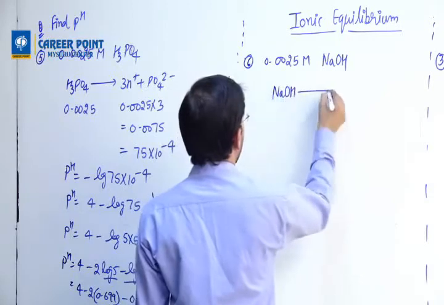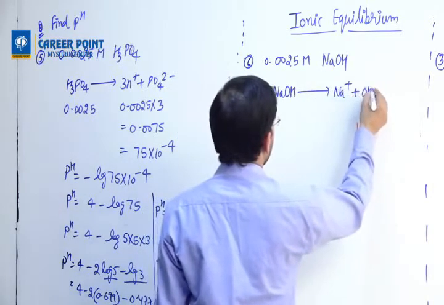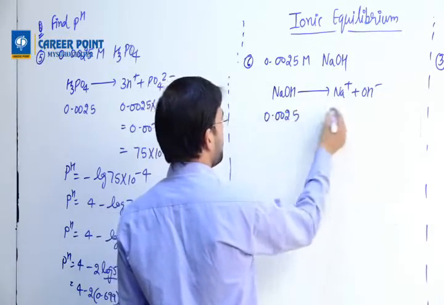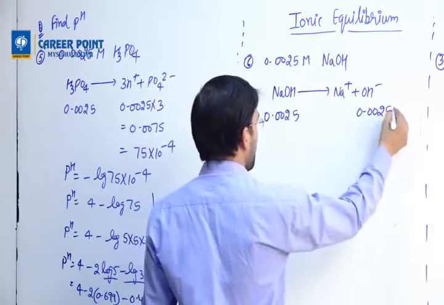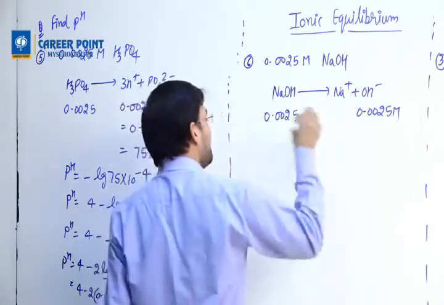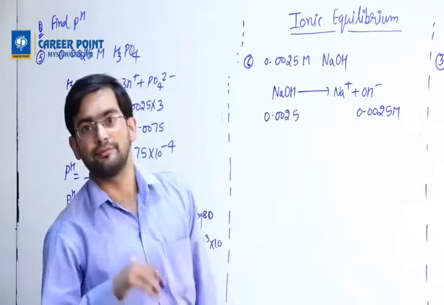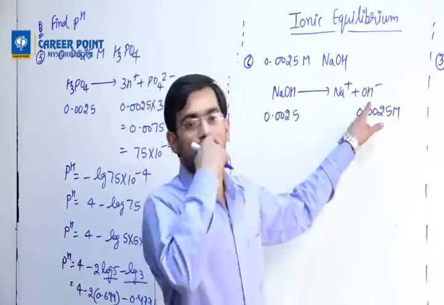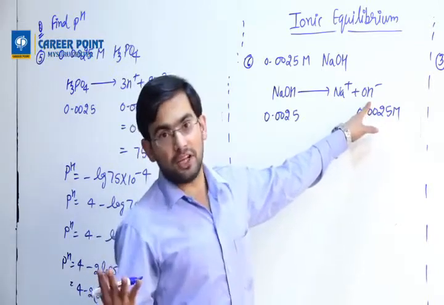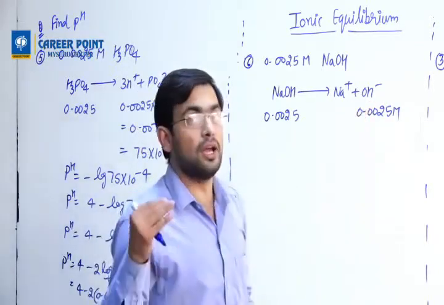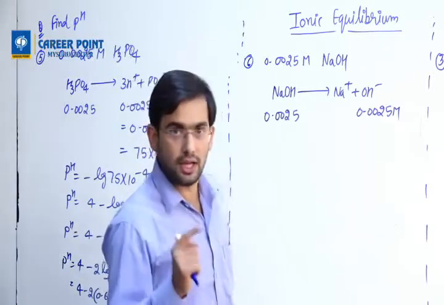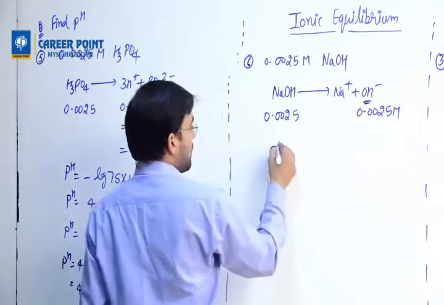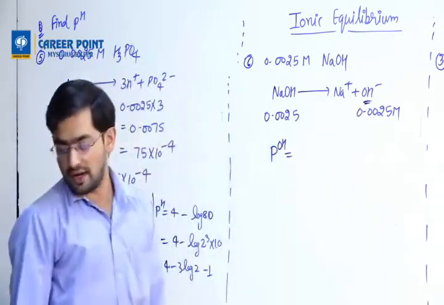NaOH gives me Na plus and OH minus. 1 mole gives me 1 mole, so 0.0025 gives me 0.0025 molar. But it doesn't give me H plus. This is the point. It doesn't give me H plus, it gives me what? It gives me OH minus. It is not giving me H plus. So directly I cannot calculate pH. Clear? What I can calculate is pOH because it is giving me OH minus. So I am going to use the formula of pOH, not pH.